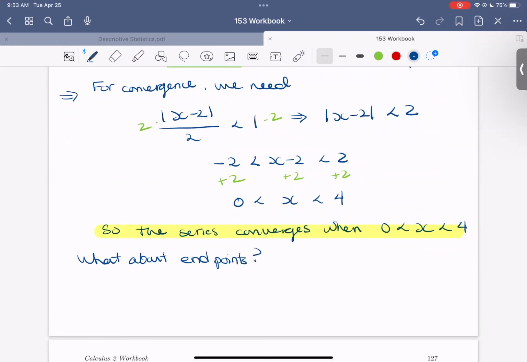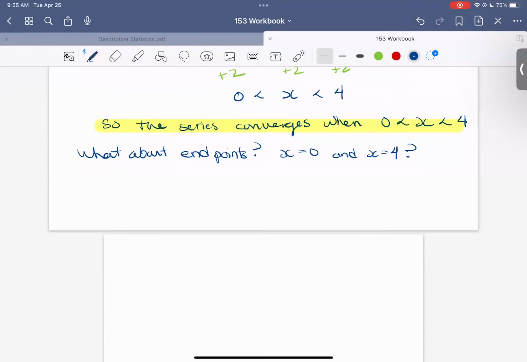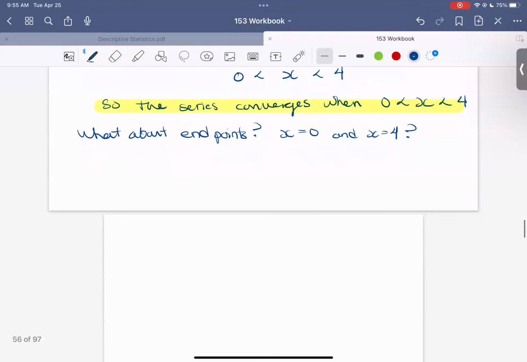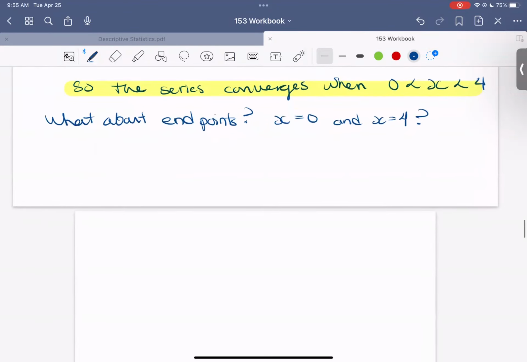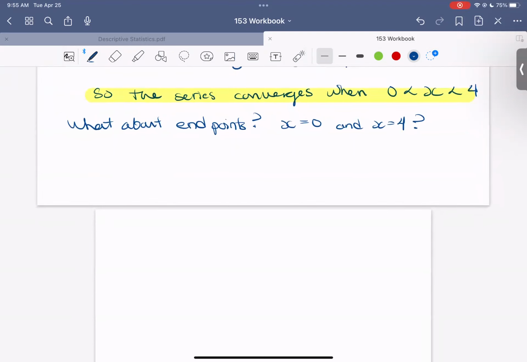So the endpoints of our interval are when x equals 0 and when x equals 4. So what happens there? All right, well, no big deal here. We just need to evaluate our series at x equals 0 and 4 and determine the convergence of each series. All right, so let's go ahead and do that.